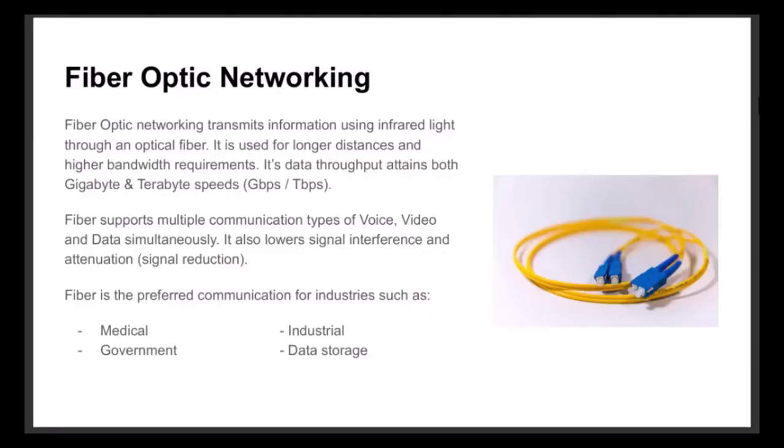Fiber optic cabling is also very popular because it has very low signal interference and attenuation. Attenuation is when we have some type of reduction in the quality of our data signal. Because fiber optic cabling uses light as the transmission method, it is not susceptible to electromagnetic and radio interference. Fiber optic cabling is used in many different industries that require very high data throughput speeds.